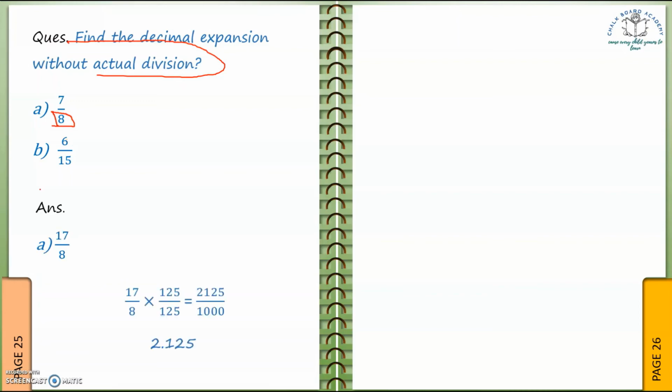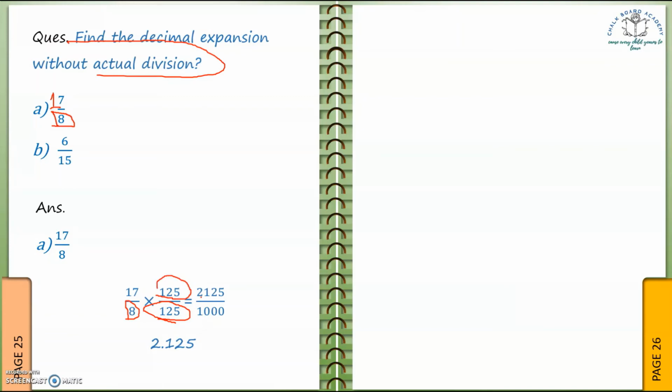Let's see how. We have the 17 by 8 question here. In this we have 8 as the denominator. So 8 is actually 2 cubed. So we are going to multiply 5 three times, which is 5 cube, equal to 125. So we will multiply numerator and denominator by 125.